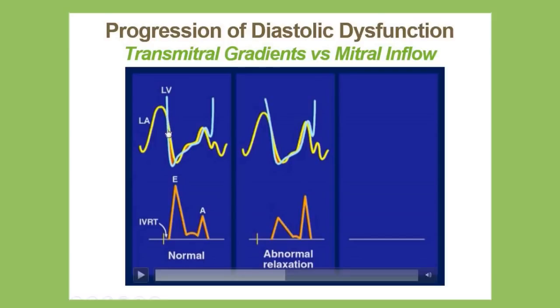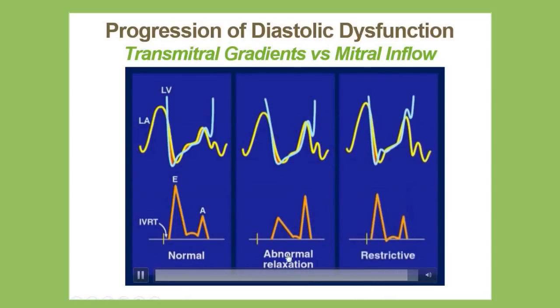Let's go ahead and take a look at this LV pressure tracing here. See how it's so quick in the normal function, and see how it's delayed here. So we have impaired or delayed relaxation. However, the filling pressures are still normal in this phase. So let's go ahead and continue on down the road of diastolic dysfunction.